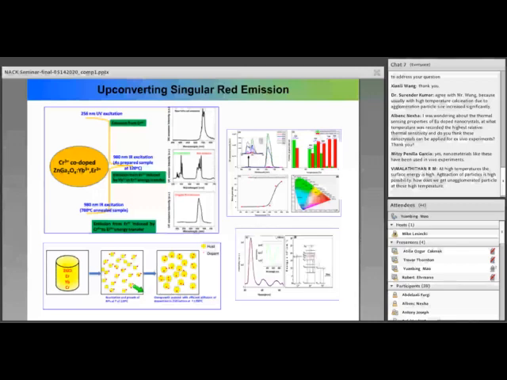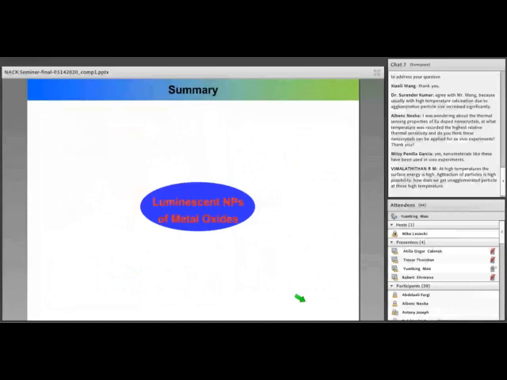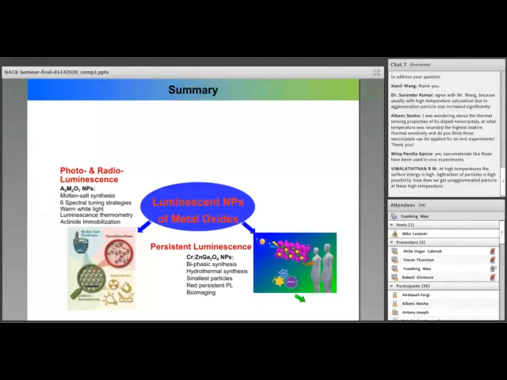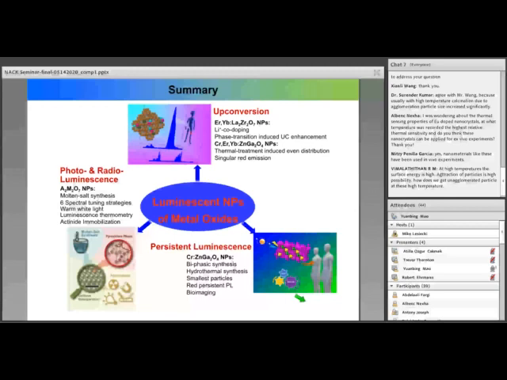And so the energy transfer process could happen between these dopants, and then eventually the singular rate emission will happen on the erbium. So that's what we proposed. So with that, what I want to summarize is, with these materials, I showed you the photoluminescence, radioluminescence examples, and also an example related to persistent luminescence, and the other one is the upconversion process with these two materials.